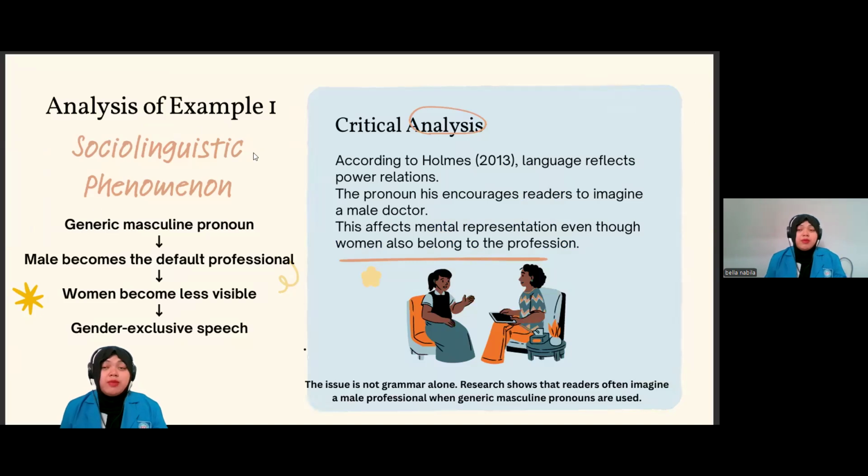Next, analysis of example number one. The sociolinguistic phenomenon is the generic masculine pronoun. Male becomes the default professional. Women become less visible, and this is gender exclusive speech.